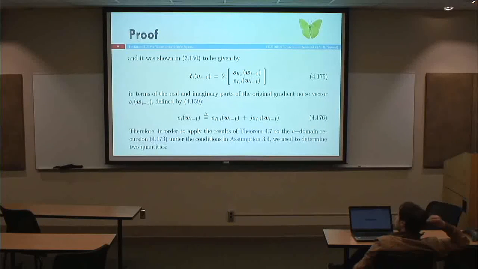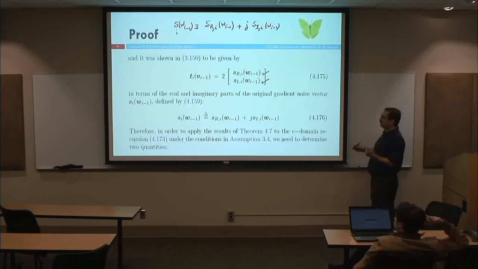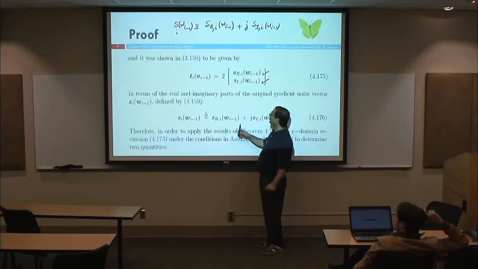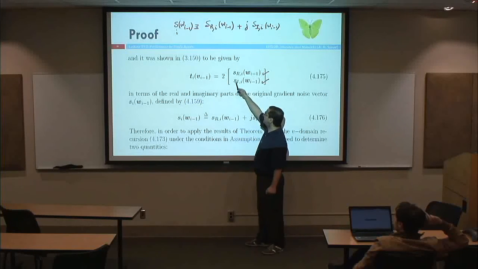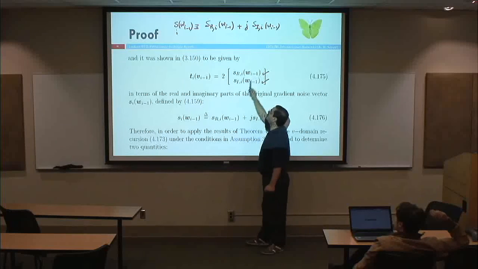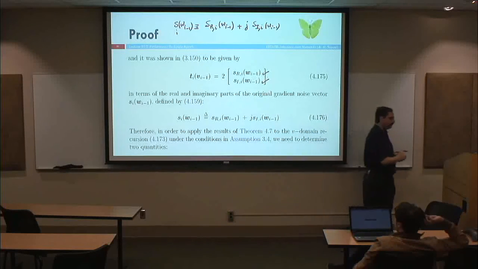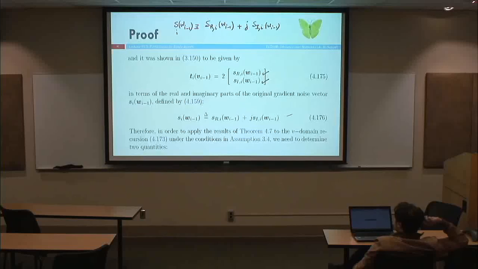Remember, S is the gradient noise in the complex domain. It has a real part and an imaginary part. We showed 2 lectures ago that the gradient noise in the real domain is given by this expression. Here too, real part, imaginary part of S. Yeah, I have it written here. I didn't need to write it, okay?